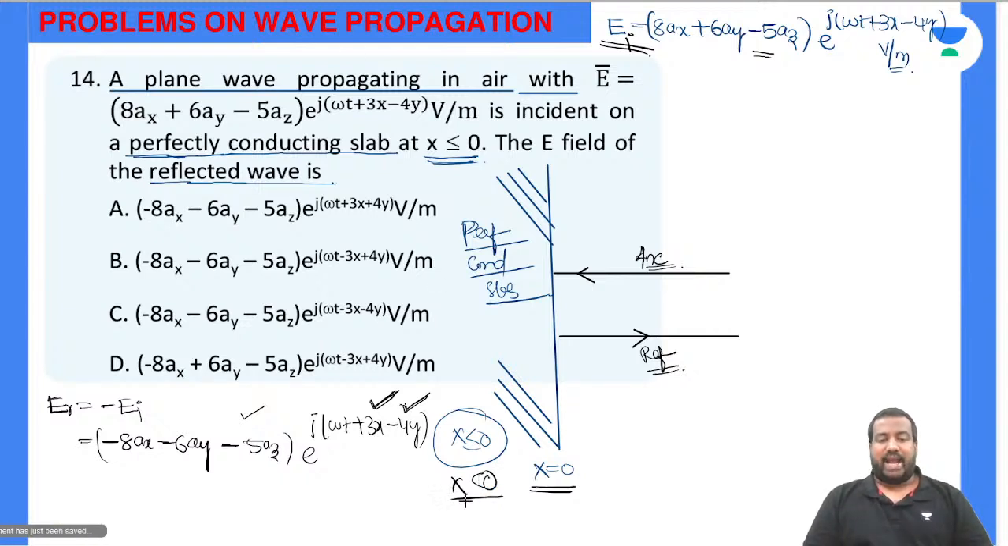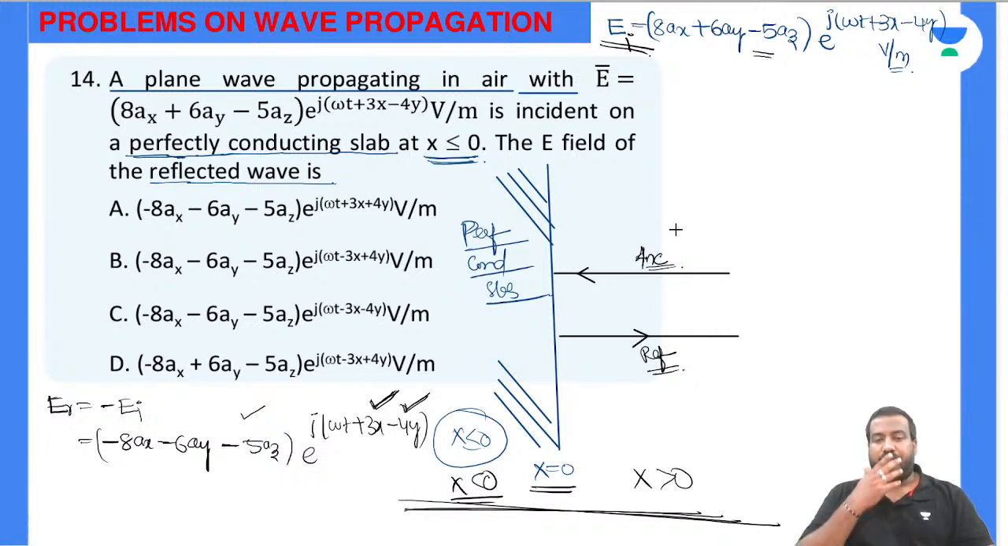This is x less than 0, and this is x greater than 0. That means this is the x-axis. The incident wave is traveling from x greater than 0 towards x equals 0, which means x is decreasing, that's why plus beta x: omega t plus beta x.